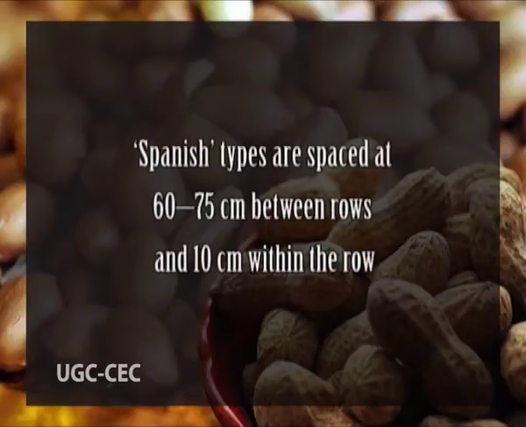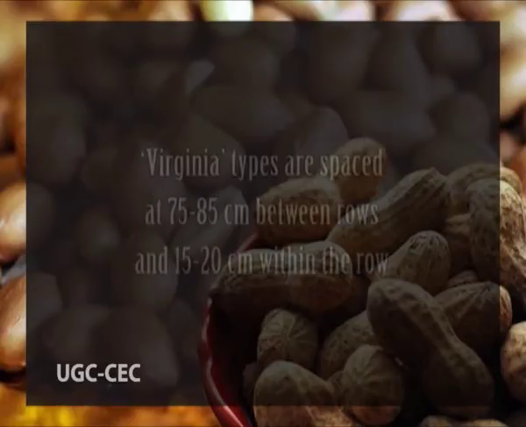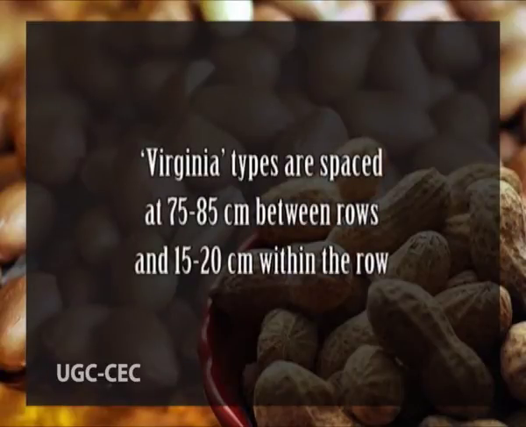Small seeded Spanish types are spaced at 60 to 75 cm between rows and 10 cm within the rows, and large seeded Virginia types are spaced at 75 to 85 cm between the rows and 15 to 20 cm within the rows. Groundnut seeds are sown 1 to 1.5 inches deep into the soil.